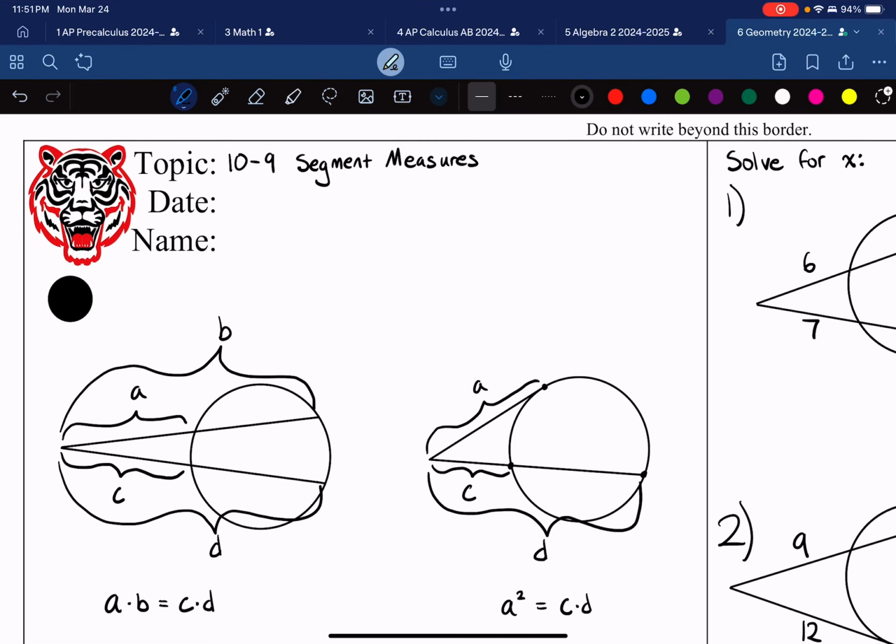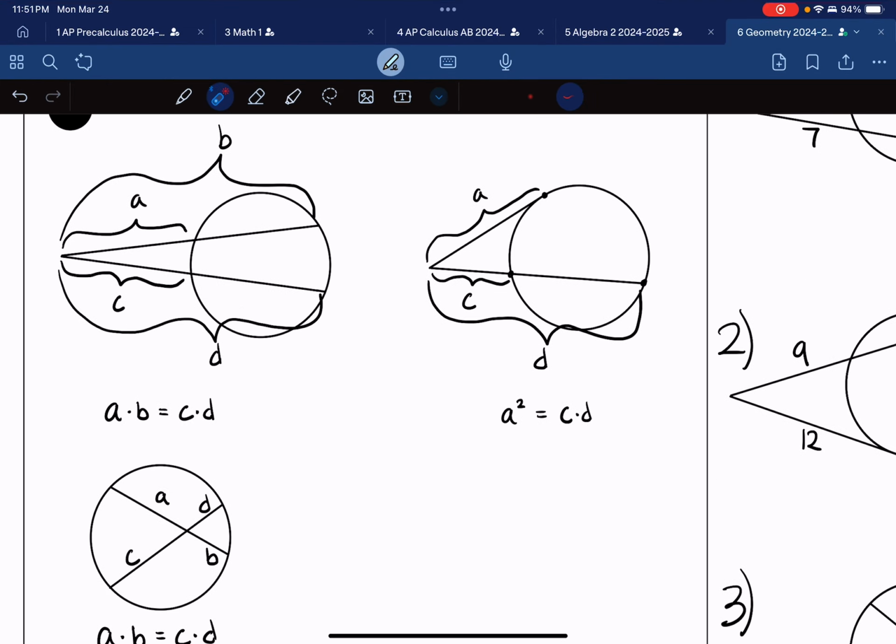This is Geometry Lesson 10-9, Segment Measures. We only have 3 new theorems today. They're not too tricky. The only thing that we have to worry about is making sure that we add our segments together. We know that this length is A, but the length of B is not just this length right here. That's the most common mistake that I see: oh, just this length is B. No, the length of B is this length and this length, for a total length of B.